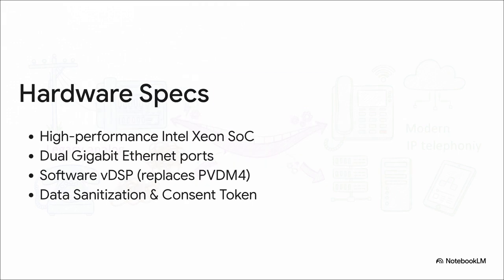And it does all this with some serious horsepower under the hood. We are talking about a high-performance multi-core Intel Xeon processor. It's got dual gigabit Ethernet ports to ensure high availability, which just means way less voice downtime if a WAN link happens to drop. It also uses a software VDSP, which completely replaces the older PVDM4 hardware, giving you true toll-quality voice service. Plus, it bakes in some really critical security features like data sanitization to wipe stored customer data and consent tokens to protect your network from unauthorized software.